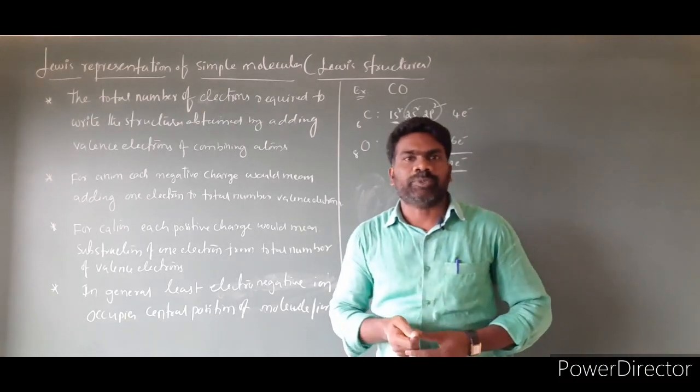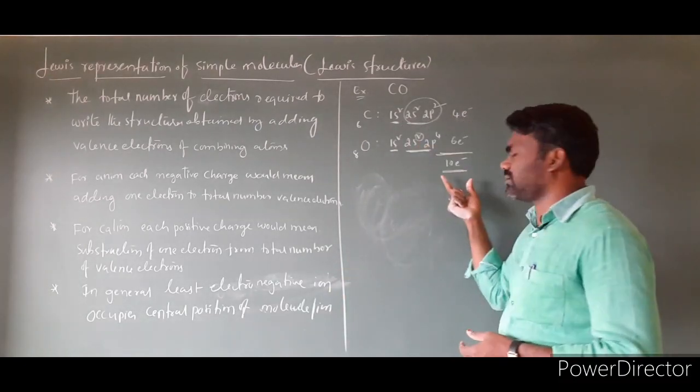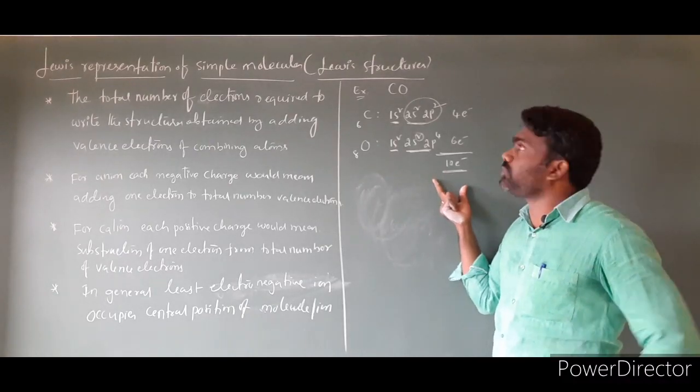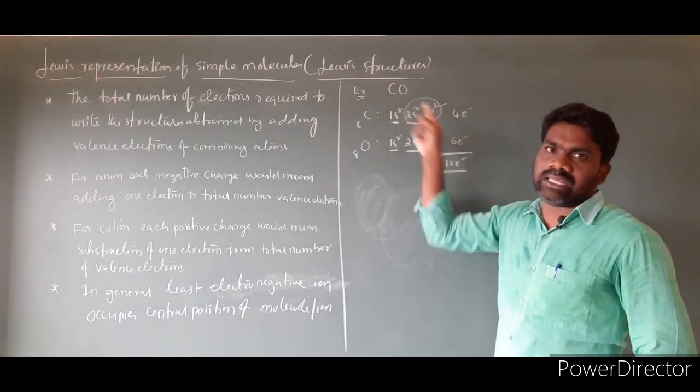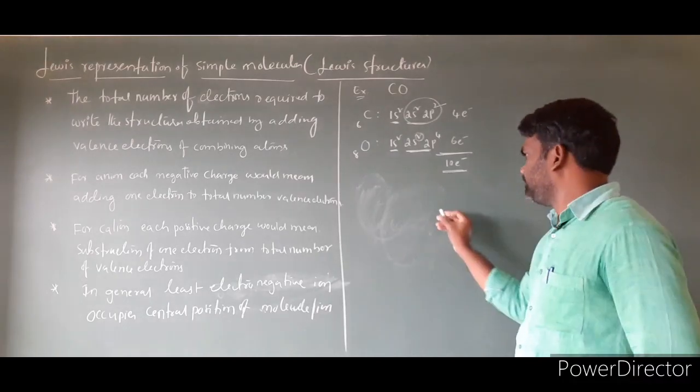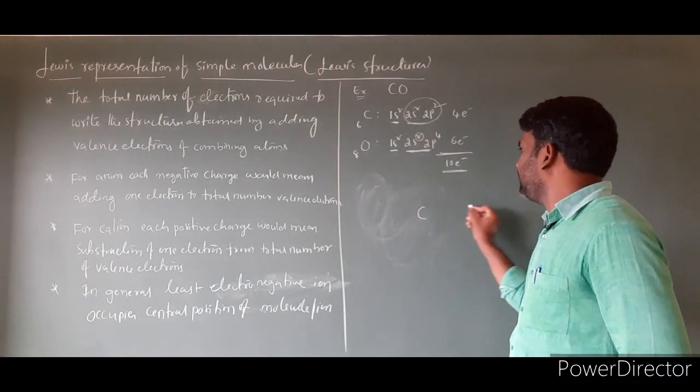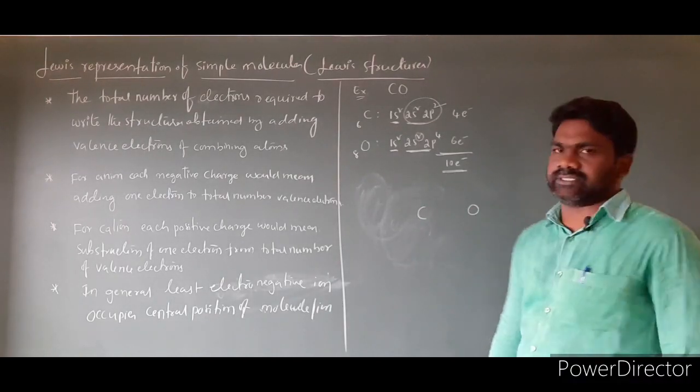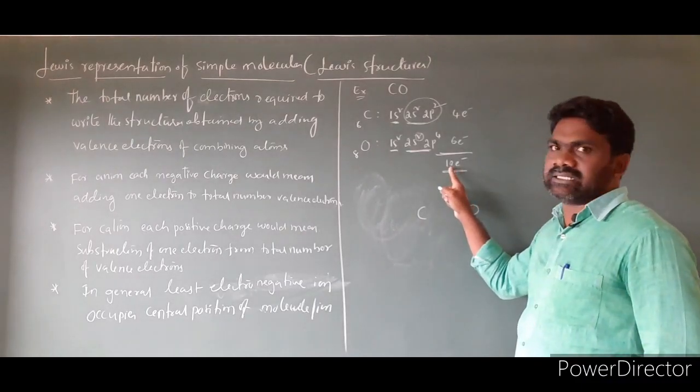Now our objective is to distribute these 10 electrons to the 2 atoms, so that each atom gets 8 electrons. One is carbon, another is oxygen. Two atoms are there. Clear? How many electrons are there? 10.